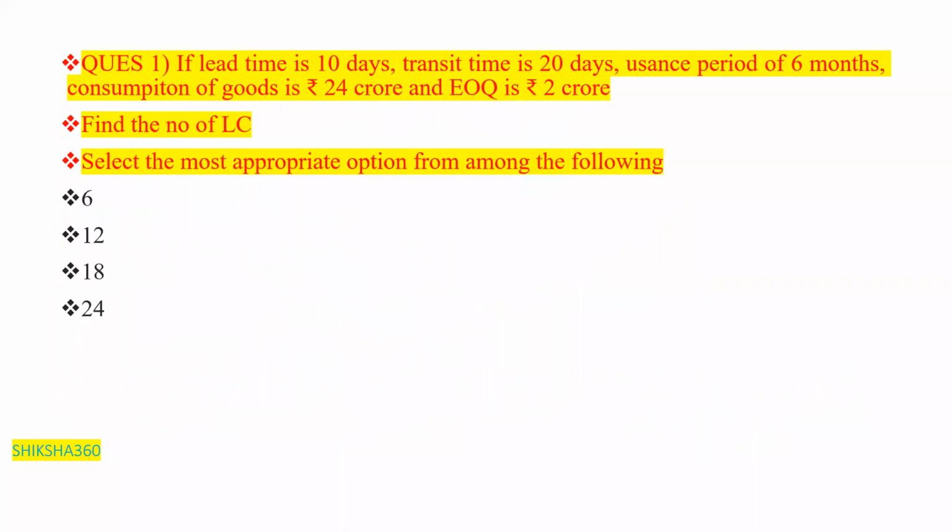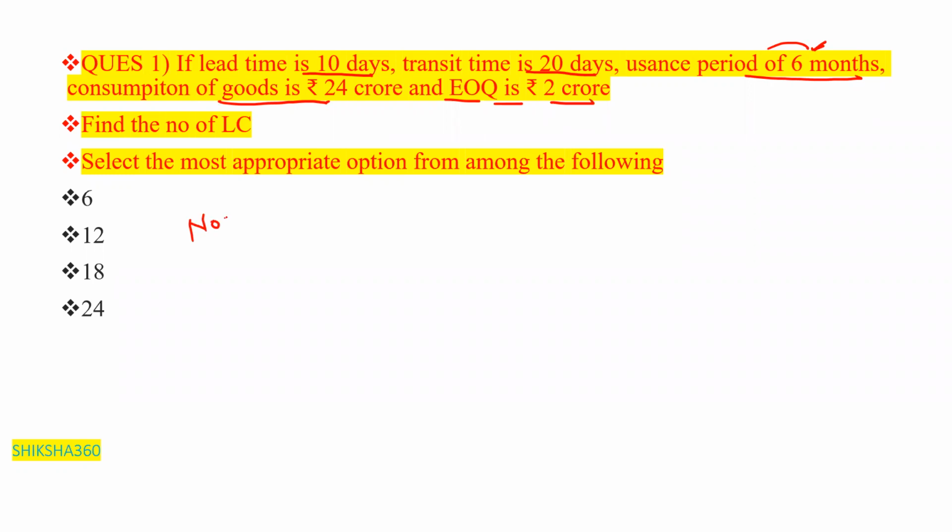So now let's discuss the first question on your screens. Please try to solve that question also. Very easy question, not typical. If the lead time is 10 days, transit time is 20 days, and the usance period is 6 months, consumption of goods is 24 crore and EOQ is 12 crore. Clear? So now what is the number of LCs to be opened?